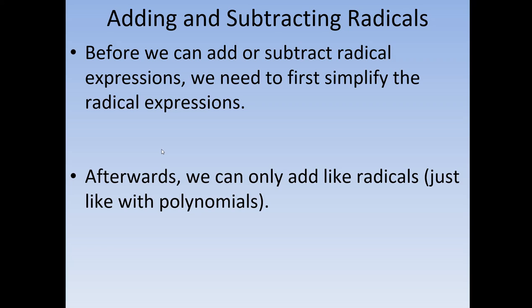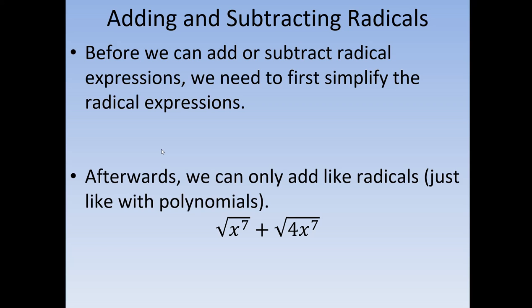Once we do that, and we have all the terms simplified as much as they can be, then we're going to be able to add them or subtract them. And we can only add or subtract them if they are like radicals. This is very similar to the whole concept with polynomials. Remember, you can only add polynomials together if the variables like x and y were the same. So if you have an x squared and another term that has an x squared, you can add them together. And you can only add x's and x's together.